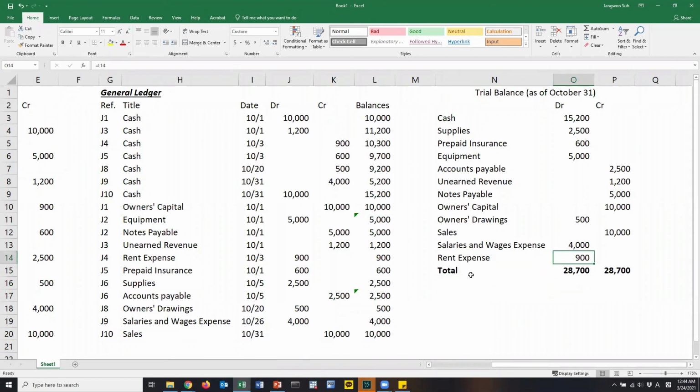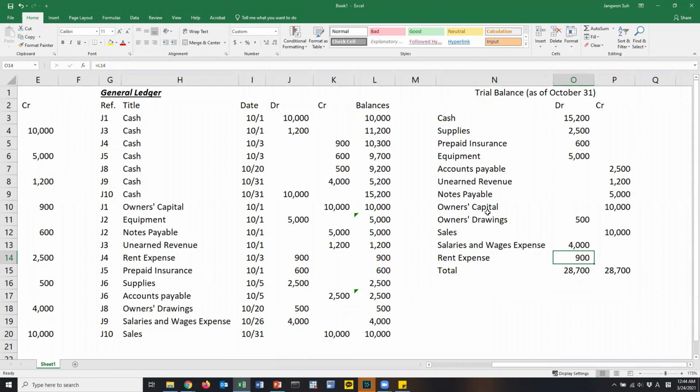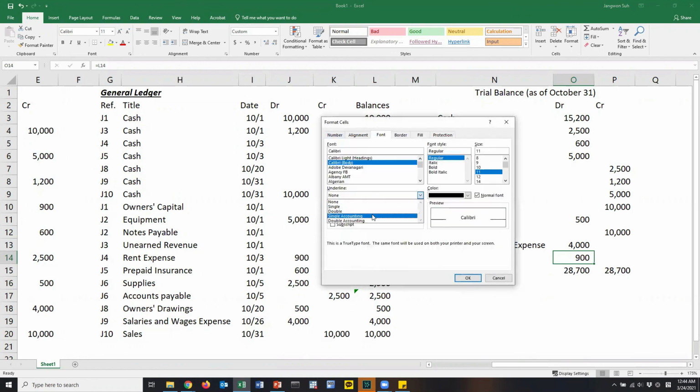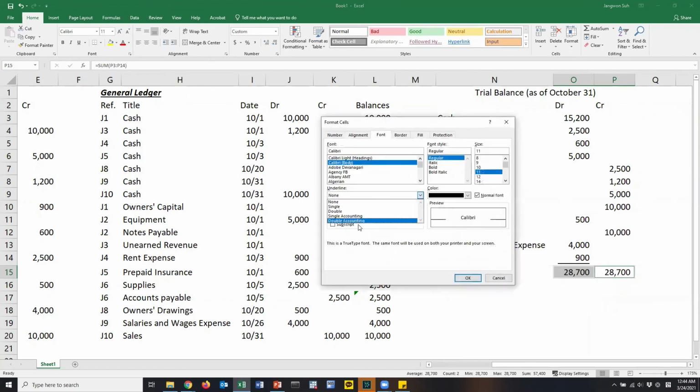Okay, one last thing that I want to tell you in this chapter is that in accounting, the practice is, when you are about to make a calculation, you make a single underline. Go to the format. Control 1. And then click font, and then single accounting. And when it is the last line, you make a double accounting underline. Okay.